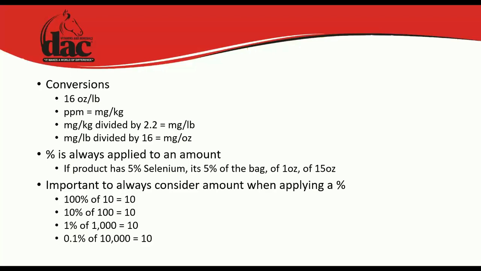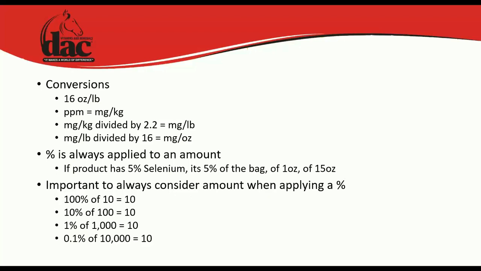And for me, I am terrible at math, so I always use Google because I have fat fingers and I'm always typing in the wrong thing. So I literally will write into Google 5% of, let's say I want to know what 5% of 1 ounce is, 1 ounce. And what units do I want it in? Usually I want it in milligrams. So I'll write 5% of 1 ounce in milligrams. And Google will give you exactly that. So that's a good one to remember, that the percentage is always applied to an amount. Important to always remember that amount when applying that percentage.